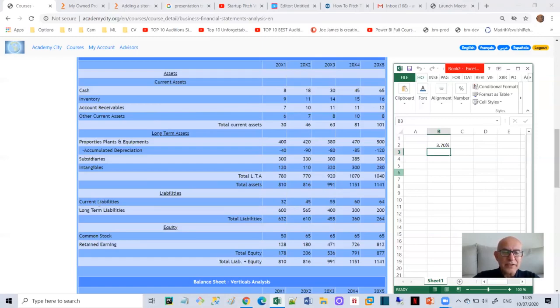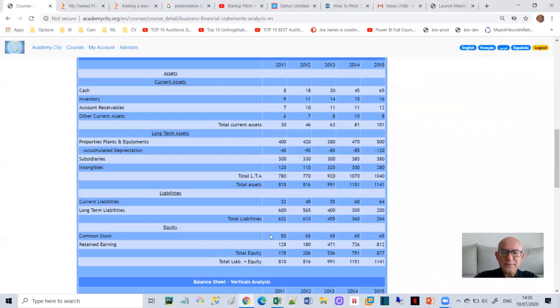Same thing about the current liabilities and long-term liabilities. For example, how much it is 32 out of the total assets, or total liabilities plus equity, which is equal to the total assets. So if I take the same thing, copy it here, and just change the number, I can go here and do 32, how much it is out of 810. That's almost 4%. That will be the percentage of current liabilities out of the total assets. We do the same things for every account here, and let's see how it looks like.